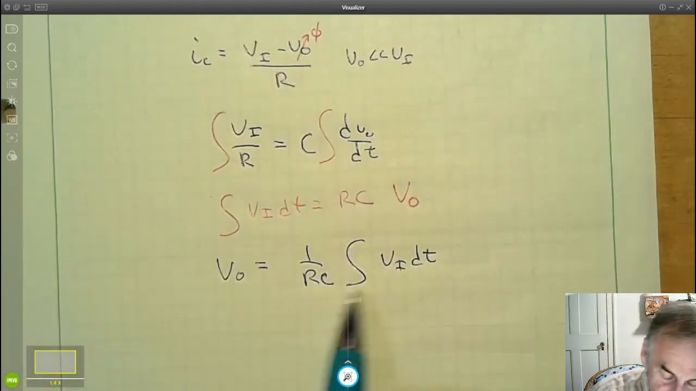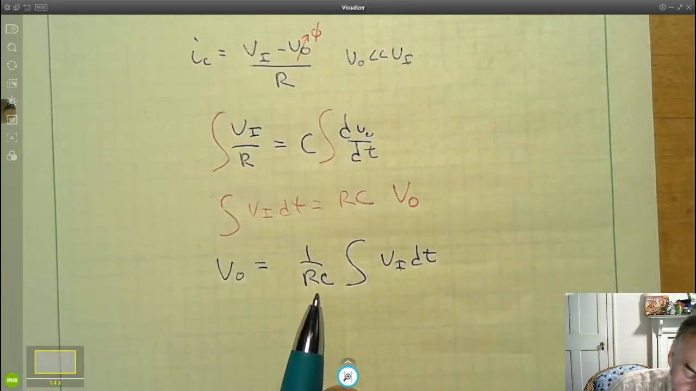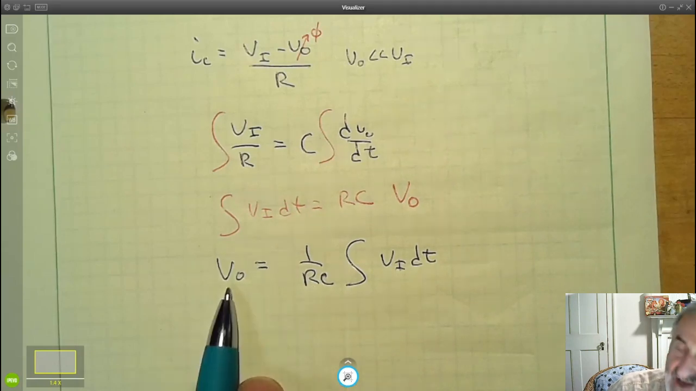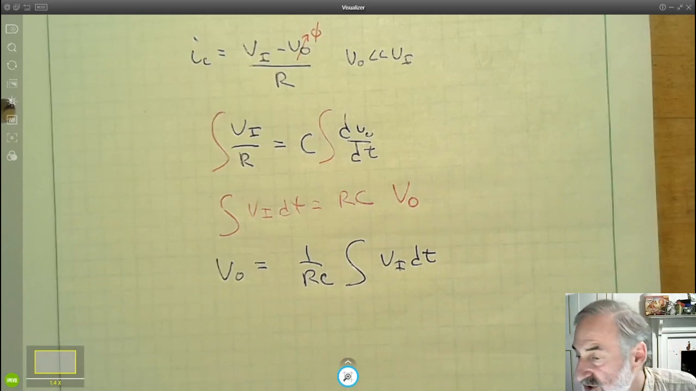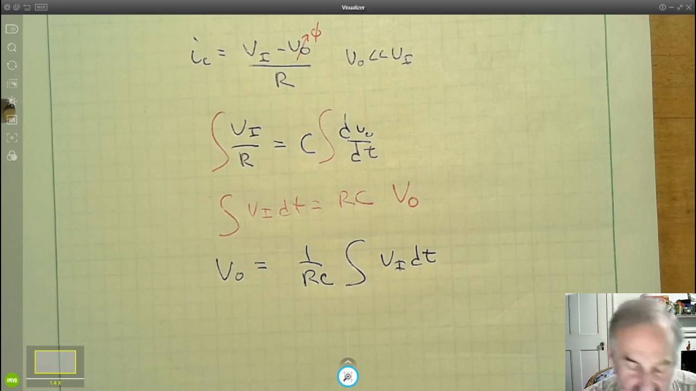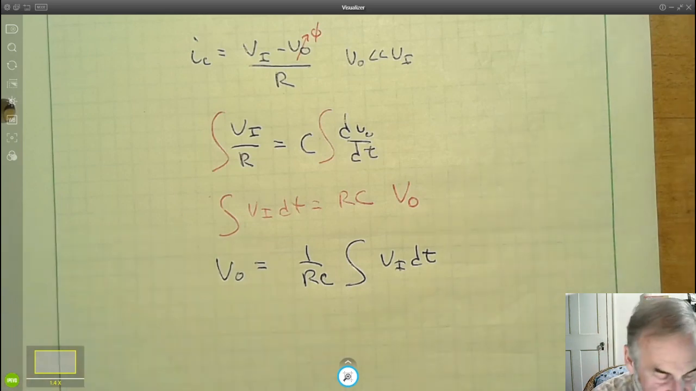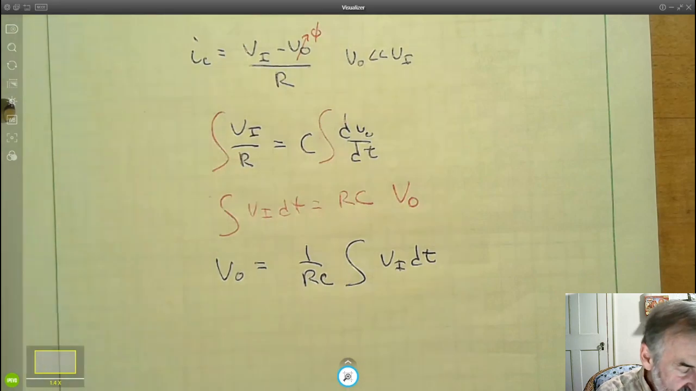And that's our integrator. And notice that as long as we keep RC big, V out is small, and we don't get a lot of error because of the actual exponential nature of the charge. And again, you're going to build this circuit in lab today, at least virtually, and see how it works. Okay, so that's resistors and capacitors in the time domain.